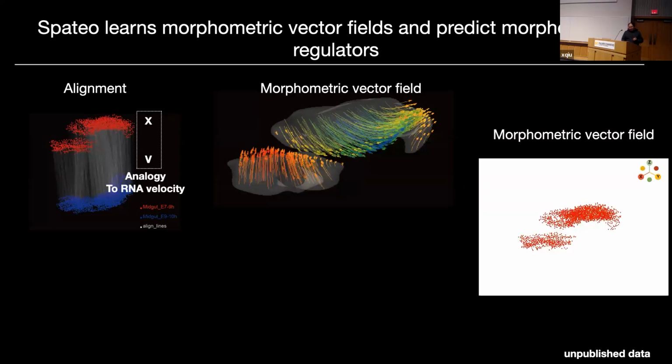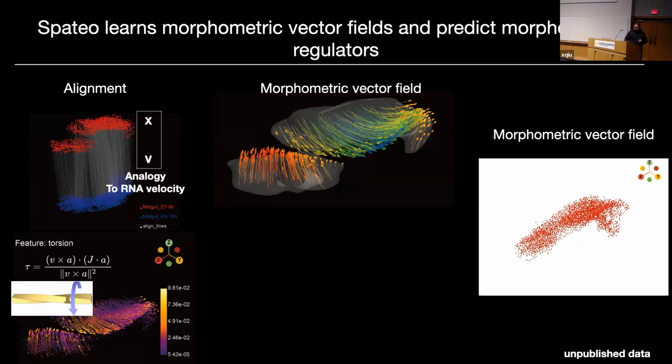And if we look very carefully, you will realize that on the boundary region, the cells actually have very strong twistiness. And this twistiness can be quantified by the curl.